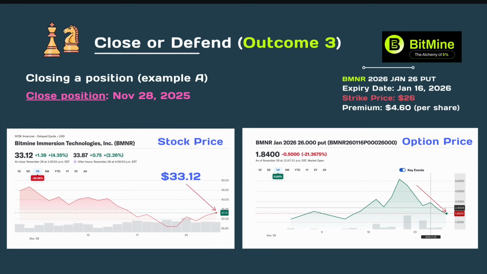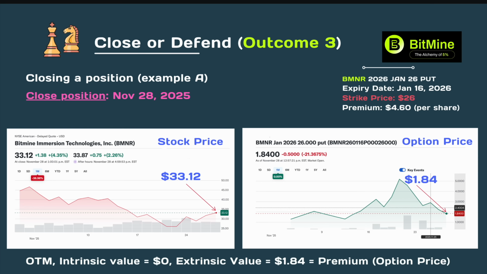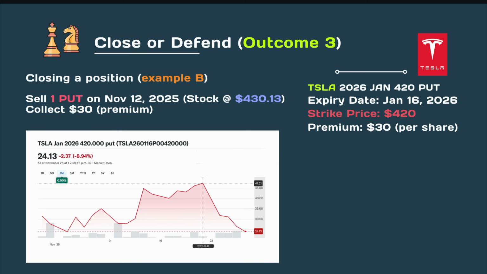You also notice on the right-hand side, we had that before. The option is now trading at $1.84. We bought it back to close the position. So let's look at the definitions of out of the money, intrinsic value, and extrinsic value in relation to the option price or the premium. In this case, we know that this option is out of the money. Therefore, the intrinsic value has to be equal to 0. And at the same time, the option price or the premium is the extrinsic value. Now, let's look at example B over here with Tesla.